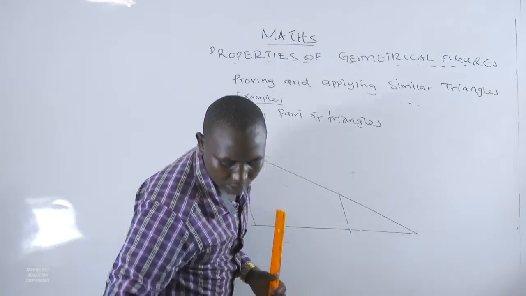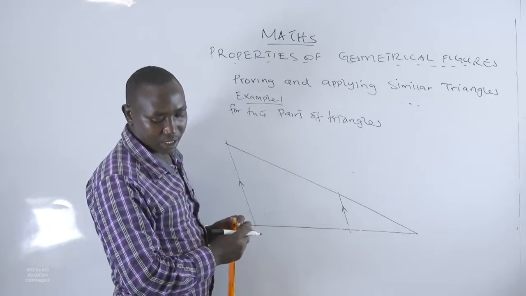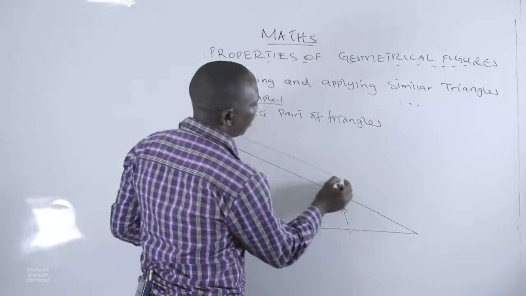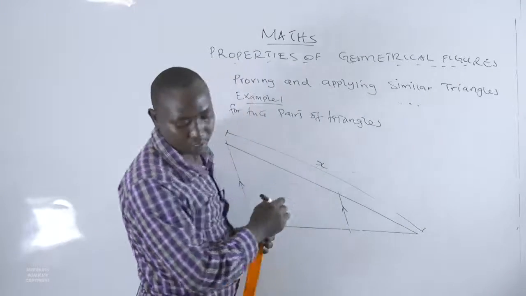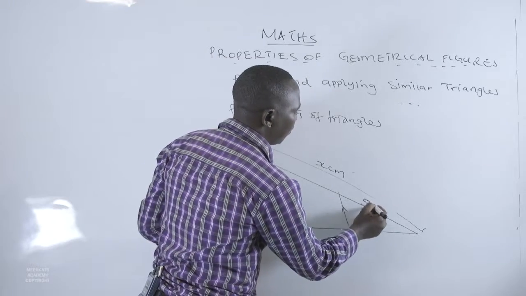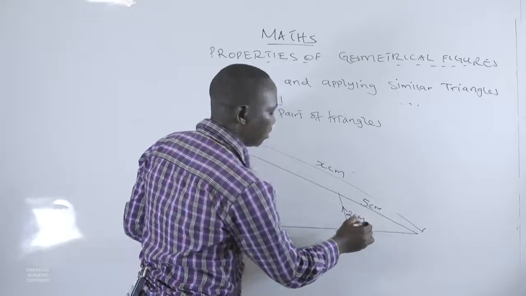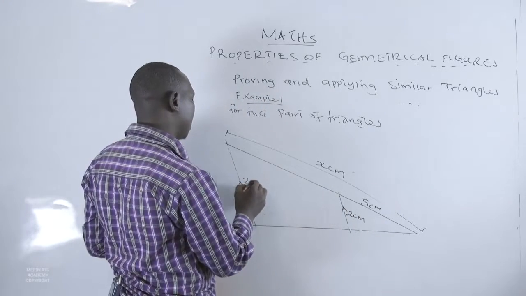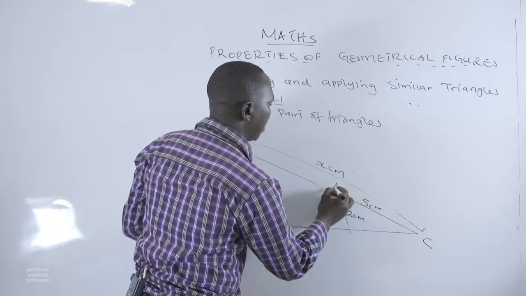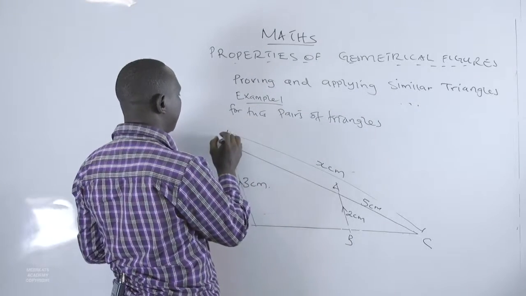So we have those two triangles. This side is parallel to that side. We are told that the distance from here up to there is x centimeters. This is 5 centimeters. This is 2 centimeters. This is 3 centimeters. This is C, A, B, then E, A.